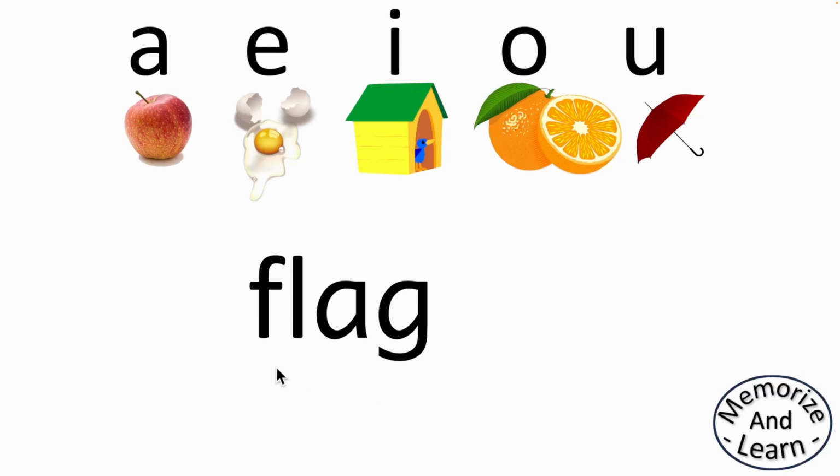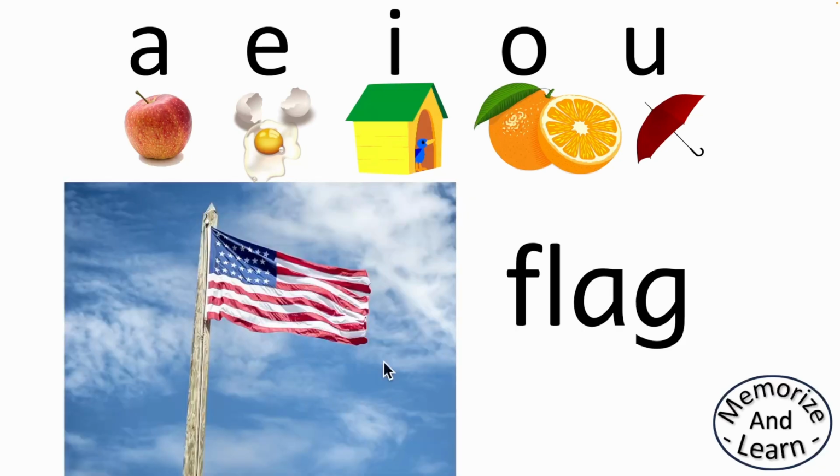If you say it a little faster, maybe you can hear the word. Flag. This word is flag. Here is the American flag. Good job! You've learned how to read 5 new words. All the words today have only one syllable.